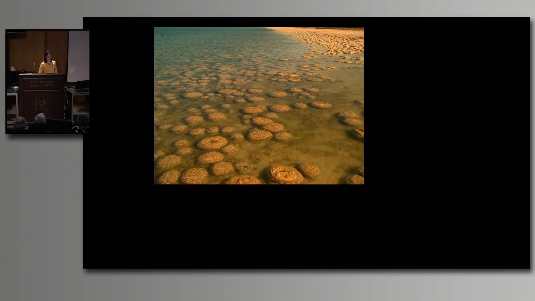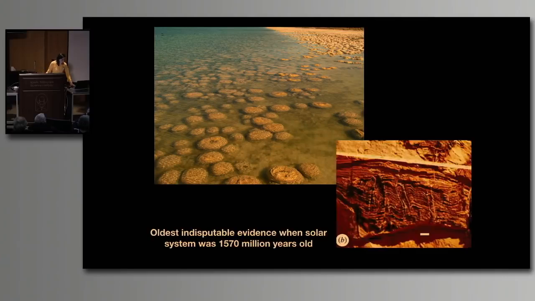It could have happened. If life arose in shallow pools like this one, where you see these stromatolite microbial carpets. In fact, the oldest undisputable evidence of life on Earth comes precisely from fossils like this cross-section that look exactly like this. And they are this old. They are 1,570 million years old. So not million years old, but million years after the solar system formed.